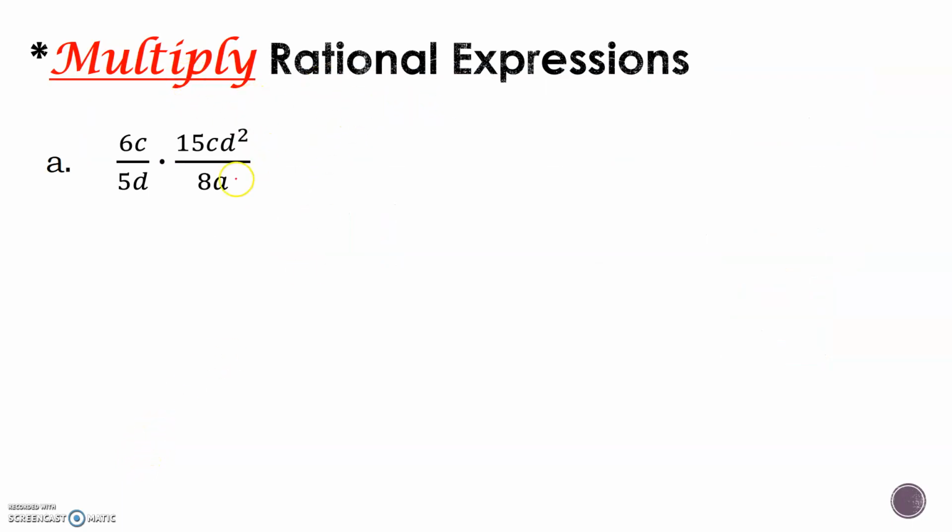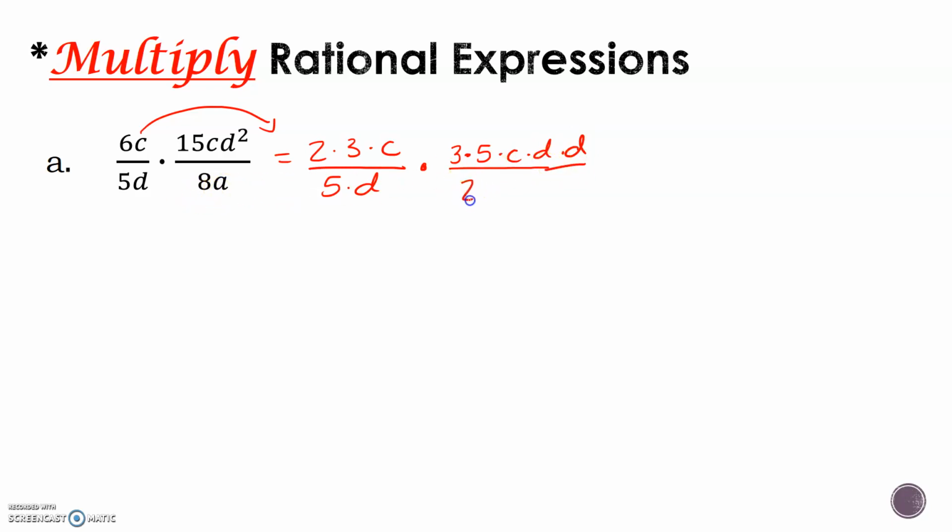Now let's get into actually multiplying. So I have two rational expressions here. We're going to first factor. If you factor 6c, the factors of 6 are 2 times 3 and then times c. There's no plus or minus here, that's why I can do this. I can break it up into just that. For 5d, I have 5 times d. 5 is prime. Times, for 15cd, the factors are 3 times 5 times c times d times d. 8a is 2 times 2 times 2 times a.